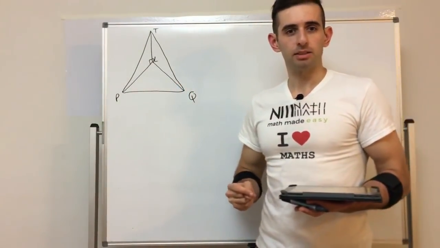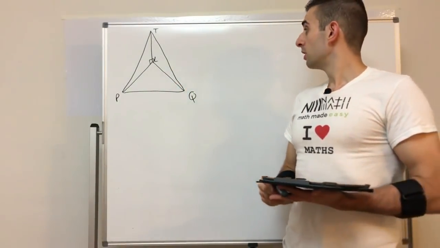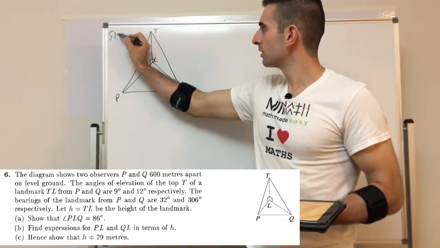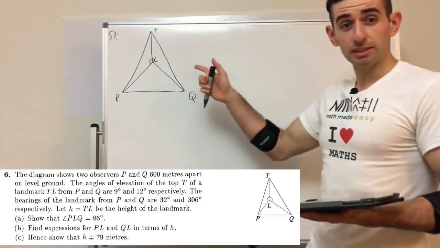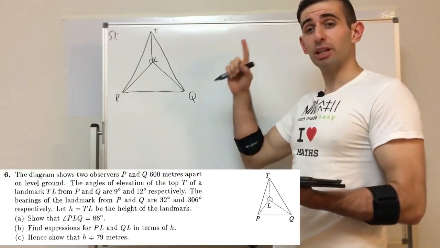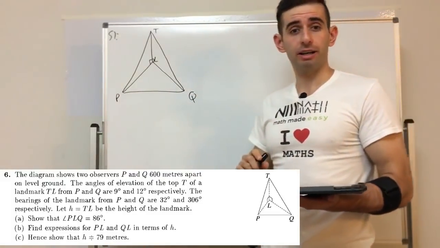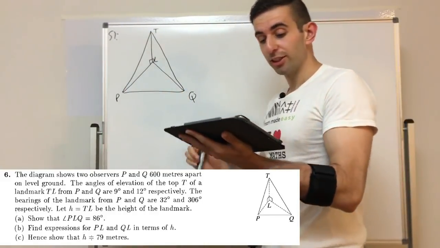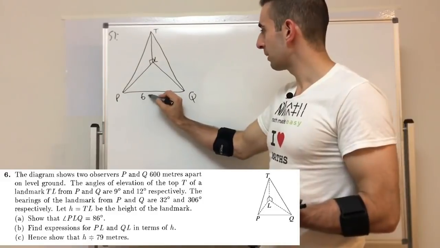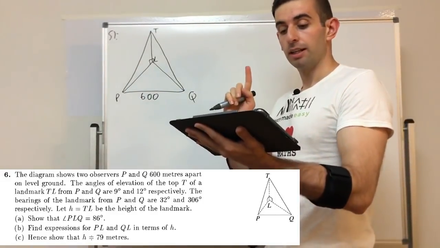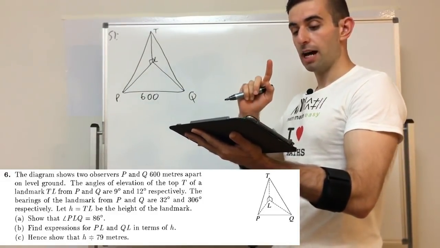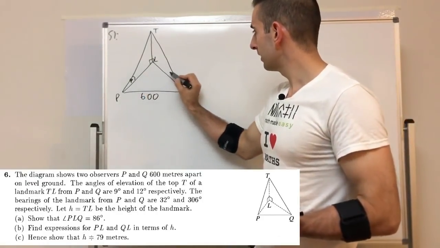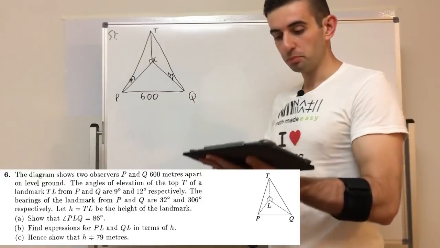There's a diagram they gave us, right? Cool magic trick here. So now, step 1. They're giving us the basic diagram, which really helps, but now we're going to label all the given info on that diagram. And they've labeled every point for us, which is very helpful. So they've told us P and Q are 600 meters apart. The angles of elevation are 9 degrees and 12 degrees respectively from P and Q. So this is 9 degrees here, 12 degrees here.